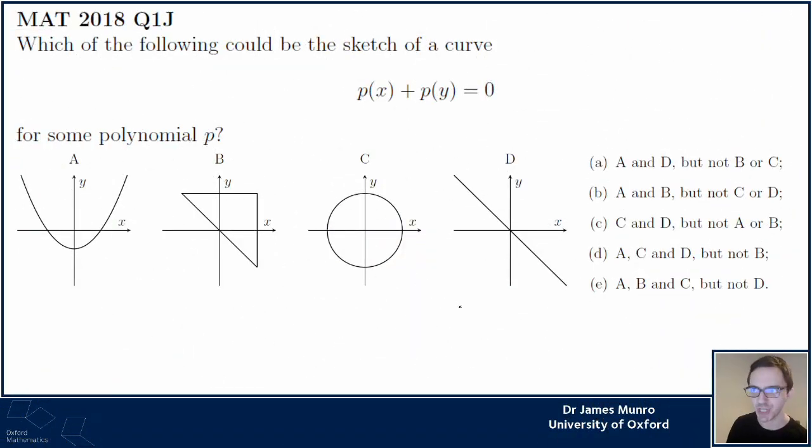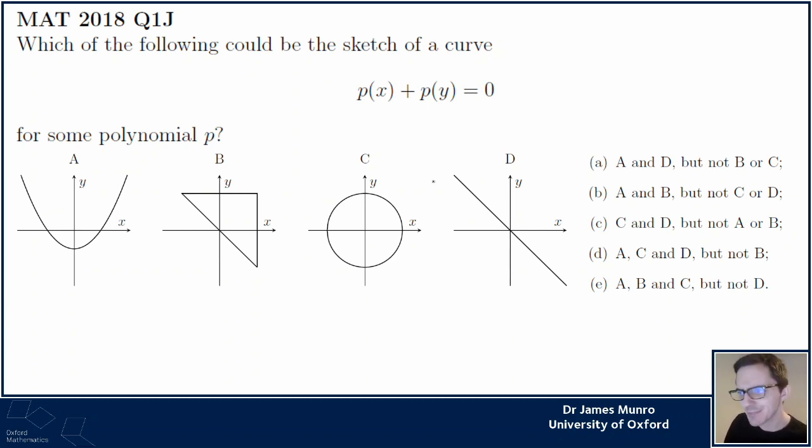(2018) question 1J. This is a very strange question. It asks us for sketches of the curve p of x plus p of y equals 0, where p is some polynomial, and there are so many polynomials to think about. What we're actually asked is, here's some sketches, which ones could be the sketch of p of x plus p of y equals 0 for some polynomial p? And that's a very difficult question because there's lots of possible things we could sketch for different polynomials. Some of them are very hard to sketch, and even if we sketch a whole lot of them, we might miss a few, and we might miss some that correspond to some of these pictures. So it's a pretty hard task.